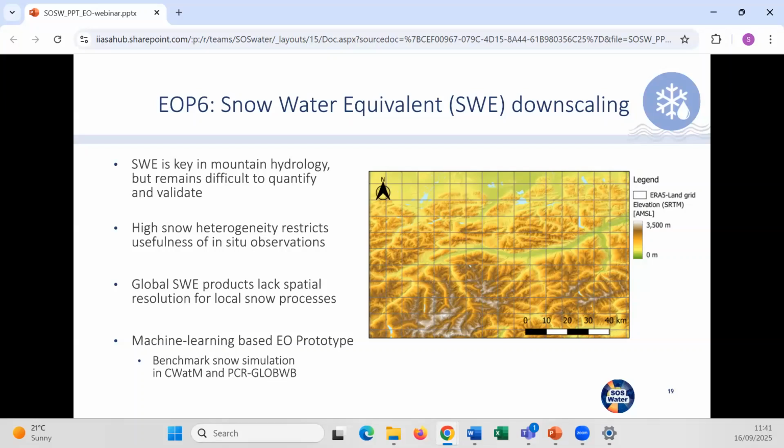Here on the right side, you see the grid of the ERA5-Land snow water equivalent product over the Alps. You can see that even within a pixel, there can be a mountaintop and a valley. So there are some scaling issues here. That's why this Earth observation prototype 6 has developed a machine learning based prototype to downscale this data, to be used as benchmarking for the snow simulations in CWAT-M and PCR-GLOB.